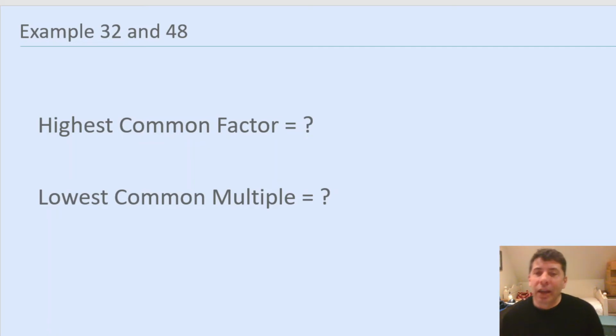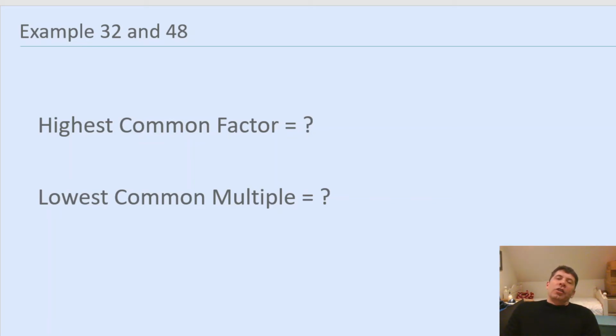Two slightly bigger numbers here. Might be a bit more of a challenge. So 32 and 48. What is the highest common factor of 32 and 48? So you might want to break this down into prime factors and build a recipe using the prime factors. You might want to just draw a picture. You might just want to feel it and sense it and let it pop into your brain. I'm all for that. Or you might want to wait for me to tell you.